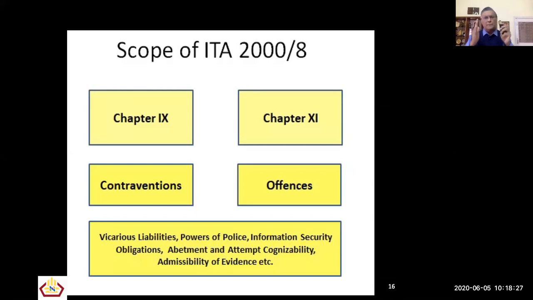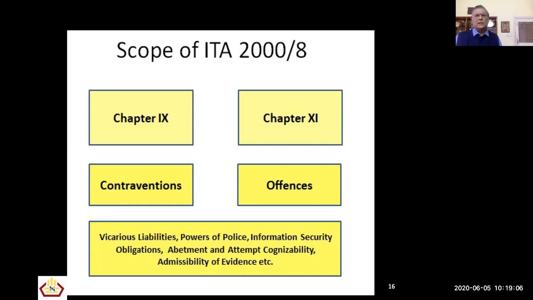ITA 2000 has got chapter 9, which talks about certain contraventions which lead to recovery of compensation for damages, which is called civil wrongs. Chapter 11 contains offenses, and the offenses will lead to imprisonment and a fine to the government. There are also sections which talk about vicarious liability, where the offense is committed by X, but another person may be held liable. Then there are also sections on powers of police, and then there are information security obligations, abatement and attempt. There are issues like cognizability, admissibility of evidence, etc.